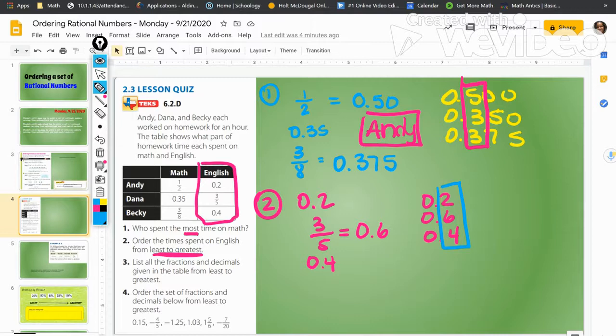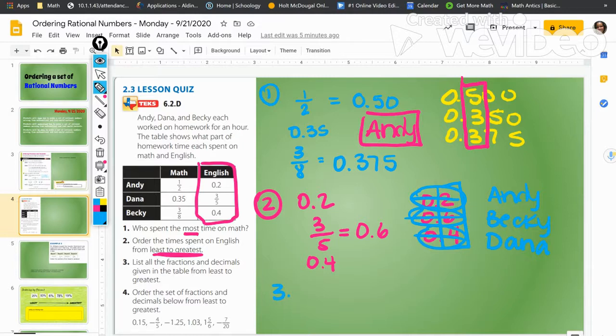This is the tenths place value. I'm trying to go from least to greatest, so my smallest number is represented by the tenths, the 2. So that's Andy. Cross that out. My next smallest number is 4. That's represented by Becky. Cross that out. And then my last one leaves me with Dana.